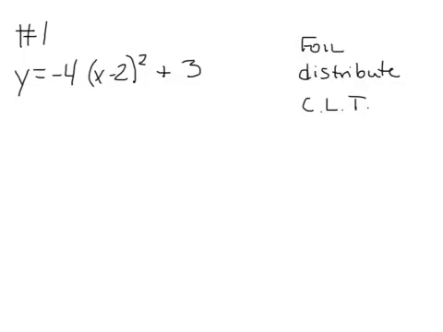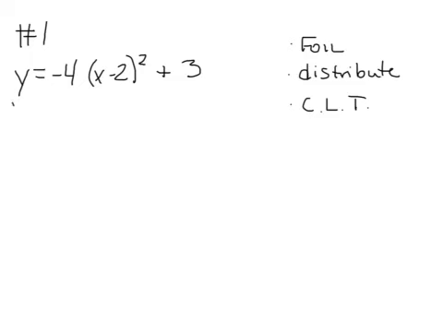Okay, so this is number 1. What we have here is an equation in vertex form, and we want to get it into standard form. So the steps that we're going to take are FOIL, distribute, and then add like terms or combine like terms.